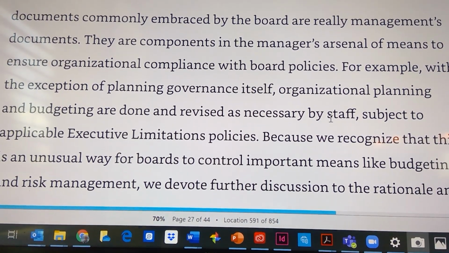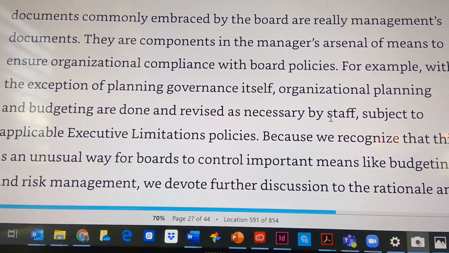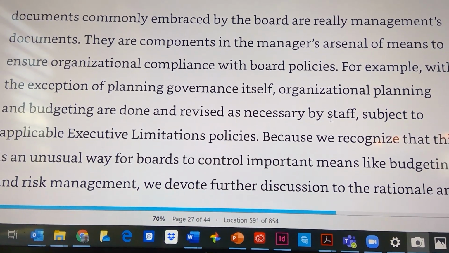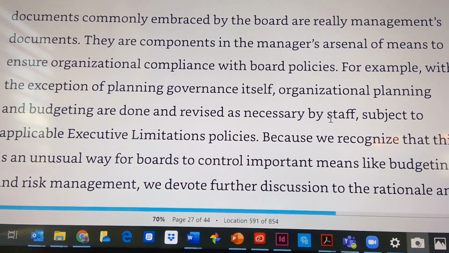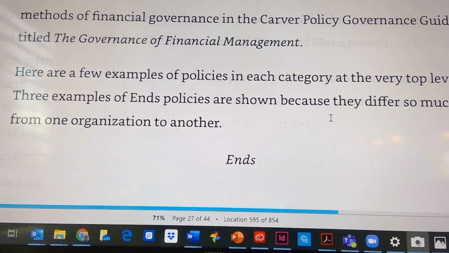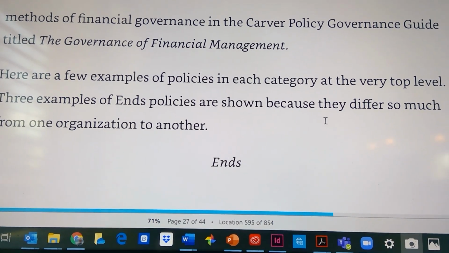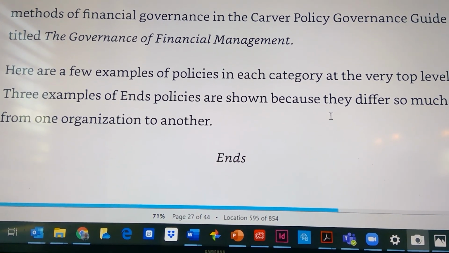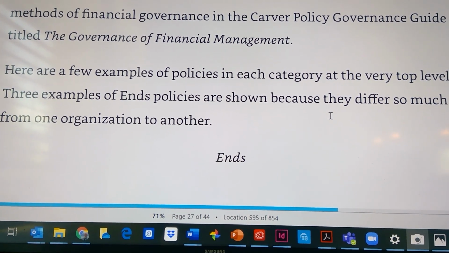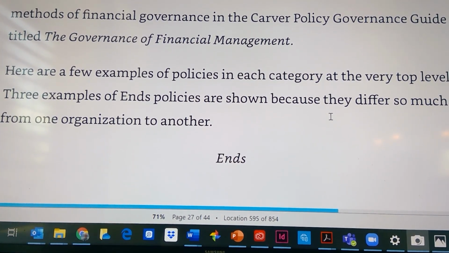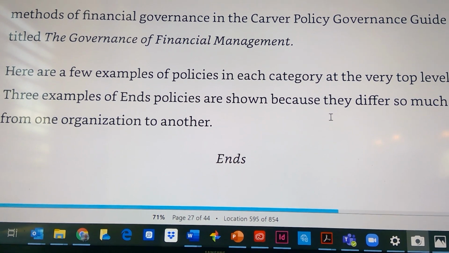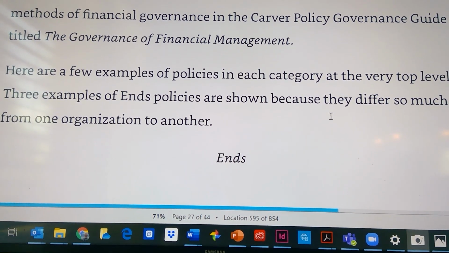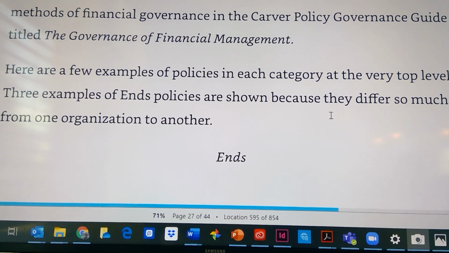Because we recognize that this is an unusual way for boards to control important means like budgeting and risk management, we devote further discussion to the rationale and methods of financial governance in another section of his policy guide. But here are a few examples of policies in each category at the very top level. 3 examples of end policies are shown because they differ so much from one organization to another. So here's some example of ends.